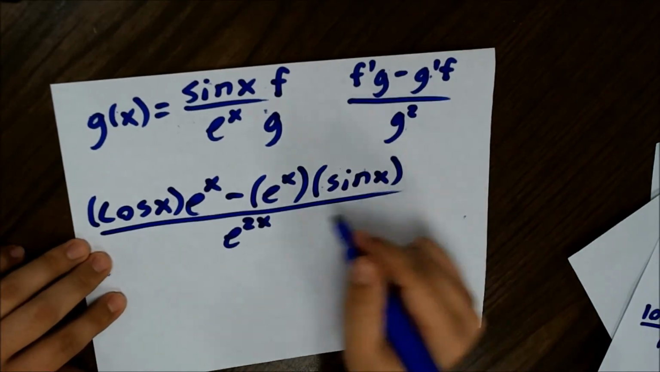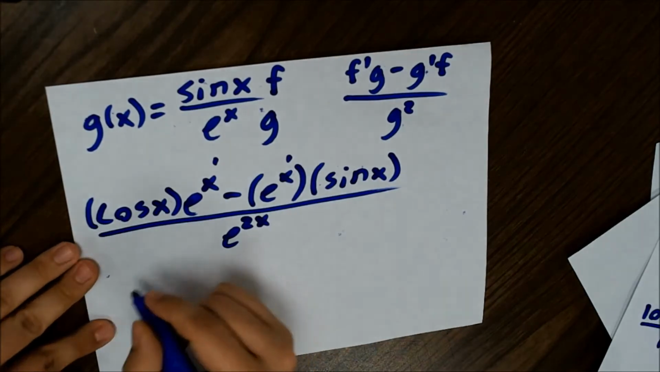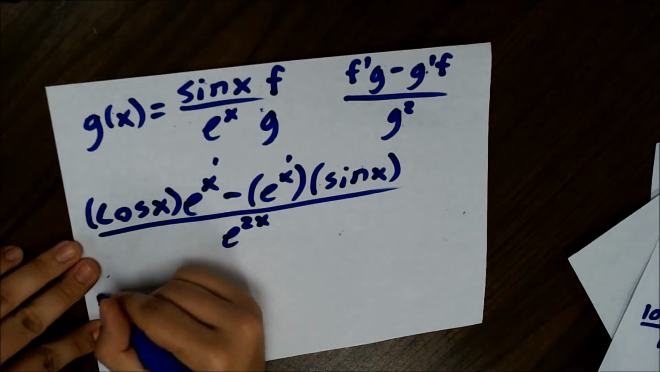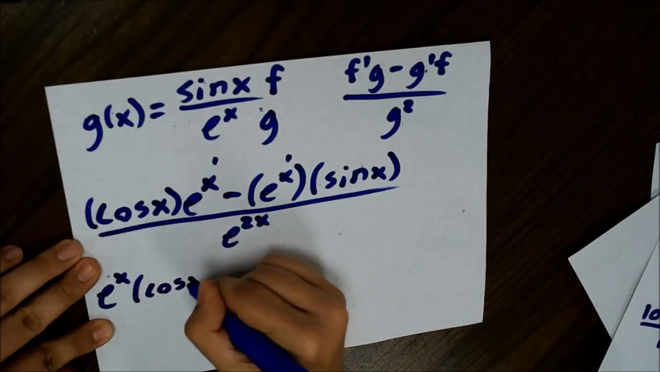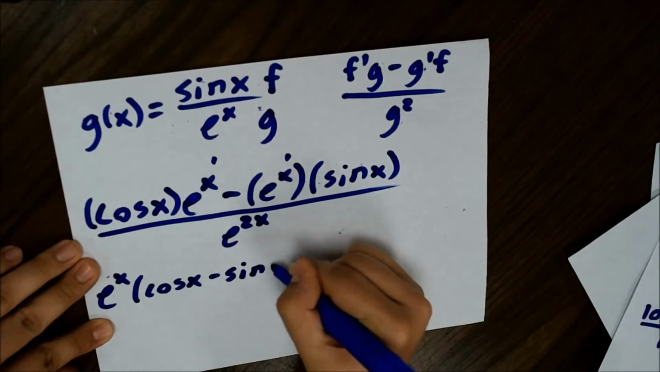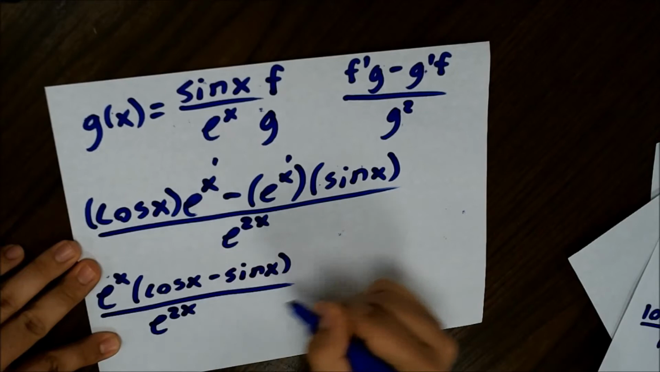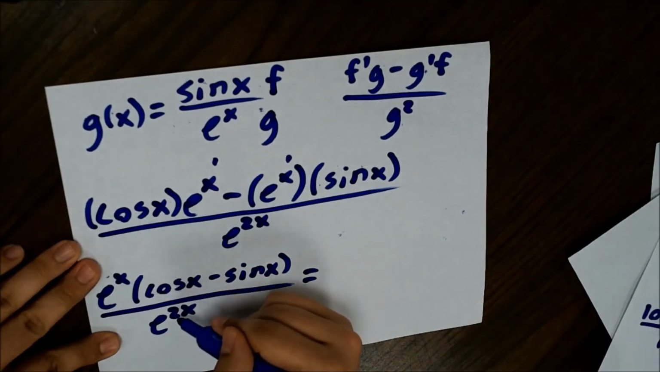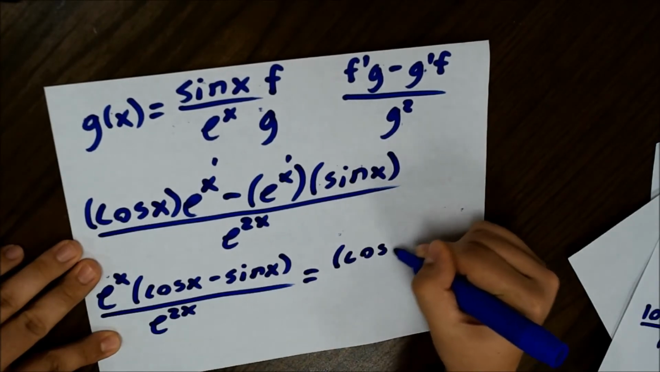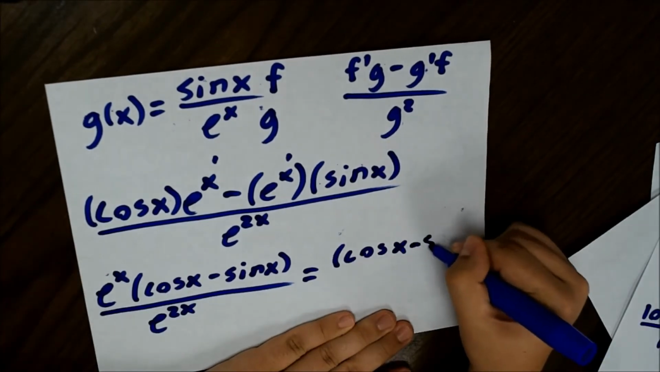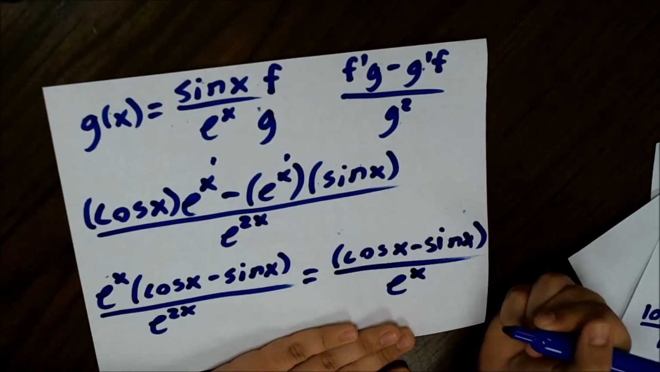Now to clean this up a little bit, we can factor the e to the x out here and here. So this gives us e to the x times cosine x minus sine x, all over e to the 2x. Now this e to the x cancels out with one of the e to the x's in the denominator, so you're left with cosine x minus sine x all over e to the x.